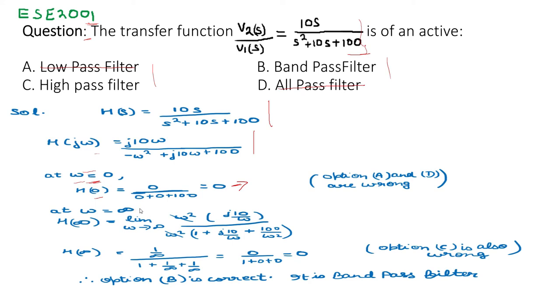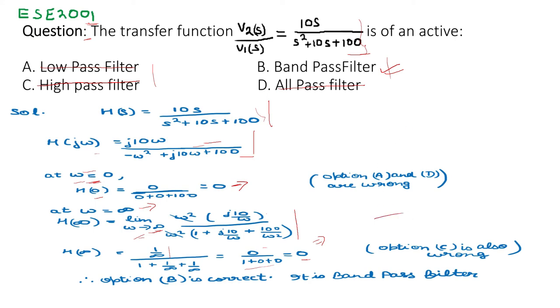Now we will test for omega is equal to infinite. Here it is not possible to place directly, therefore we have taken this limit. So here we will take omega square common from both numerator and denominator. So we will get this, and on putting omega is equal to infinite we get this. 1 upon infinite is 0. Therefore 0 upon 1 plus 0, which is 0. So you can say it doesn't allow high frequency. Therefore it is not high pass filter. So the only option left with us is B, band pass filter. Therefore it is a band pass filter.